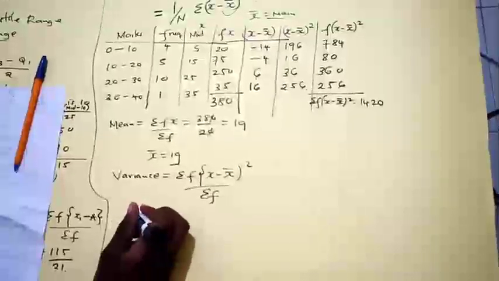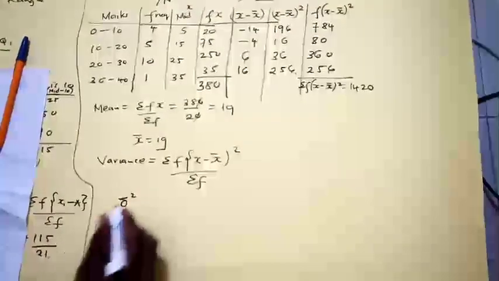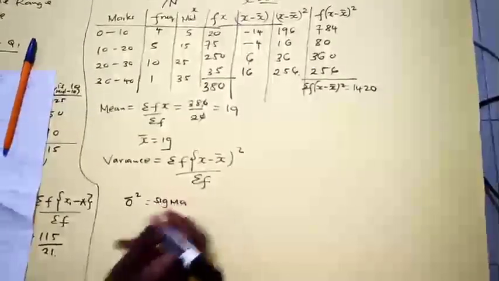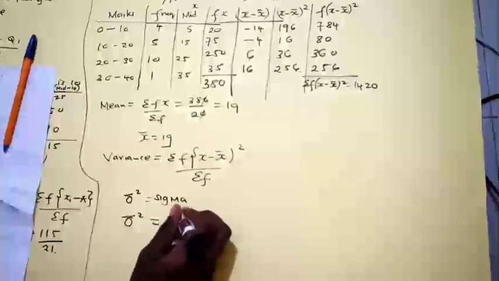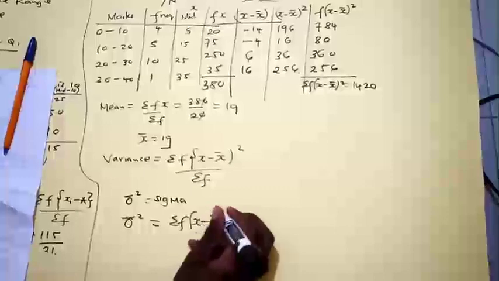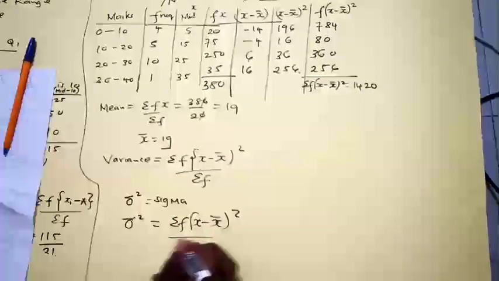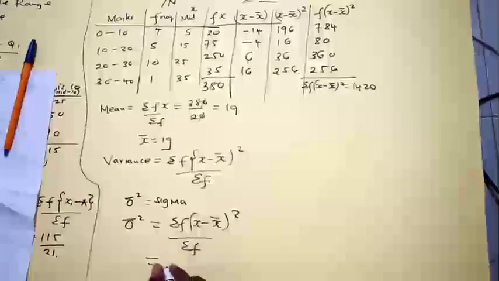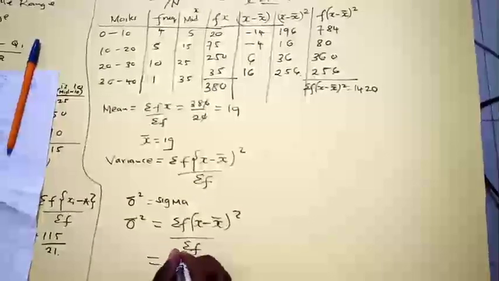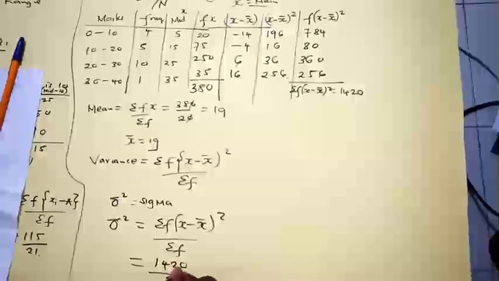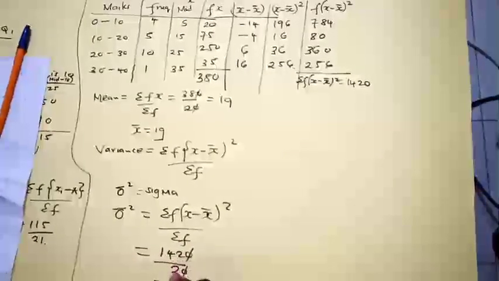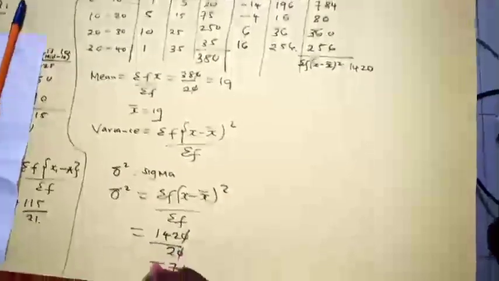Because we are finding the variance, and in most books the variance is indicated as sigma squared. So the variance is going to be given by the summation of f into (x minus x bar) squared over the summation of f, which is, from what we have, 1420 divided by our frequency, which is 20. So we are going to have it to be 71. So our variance is 71.